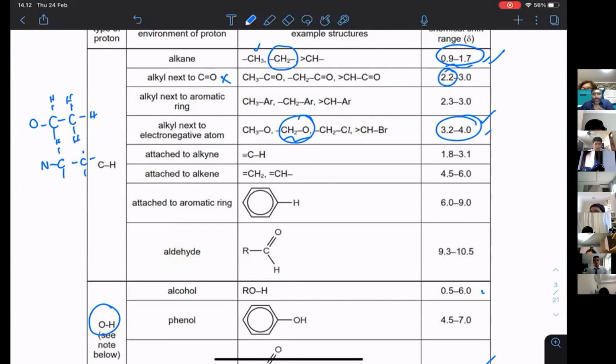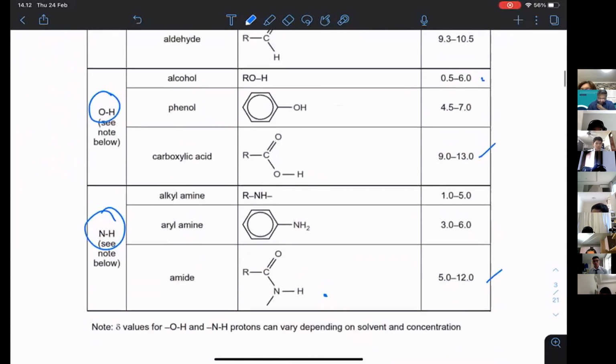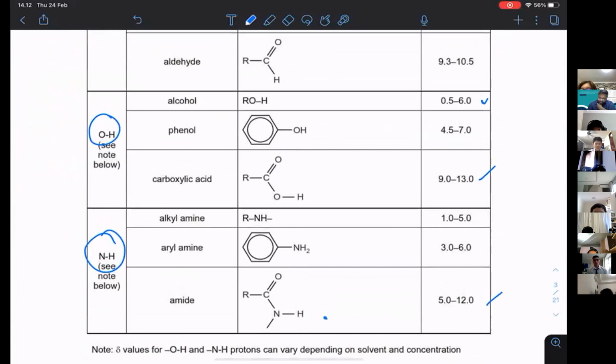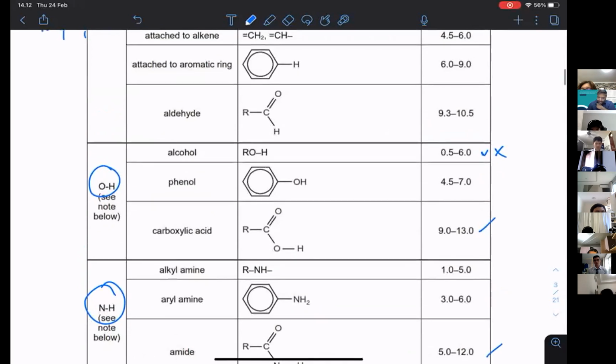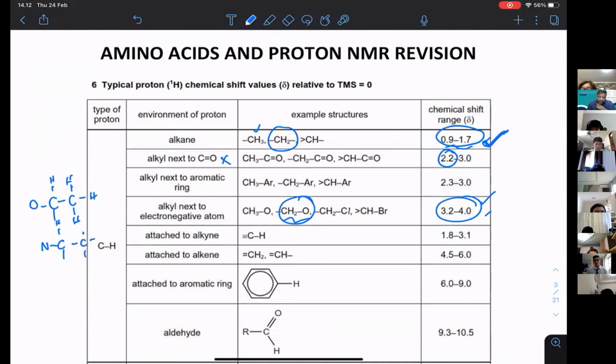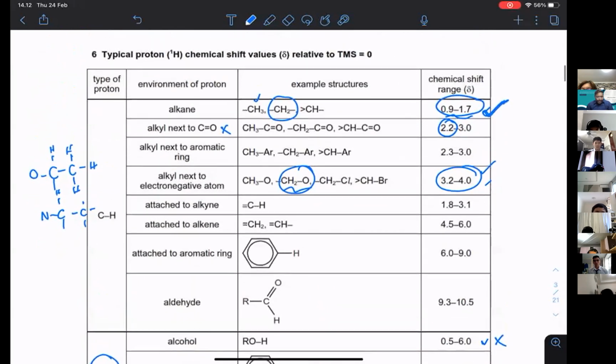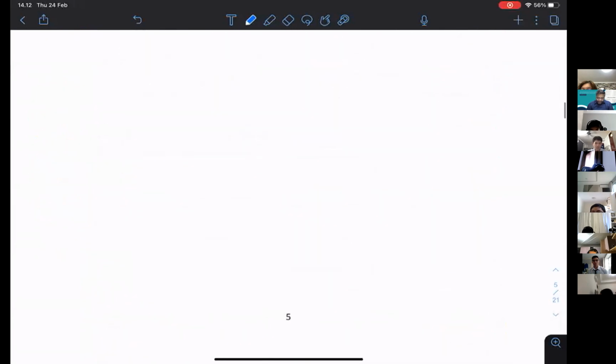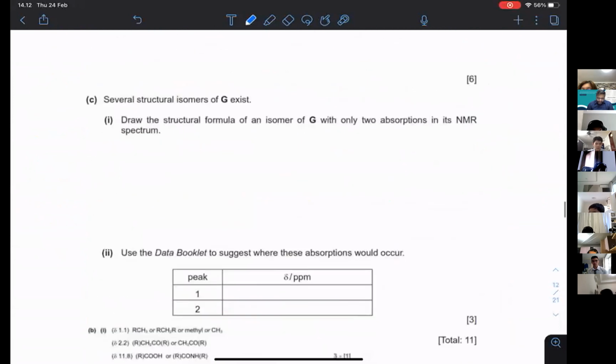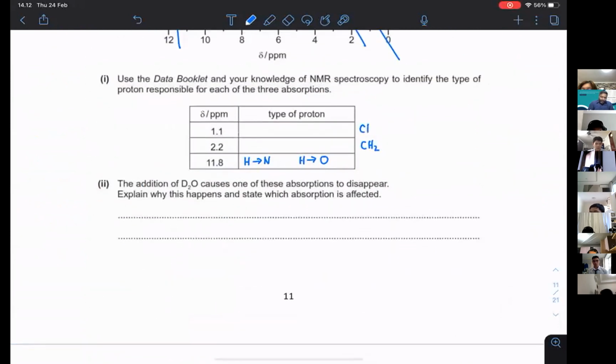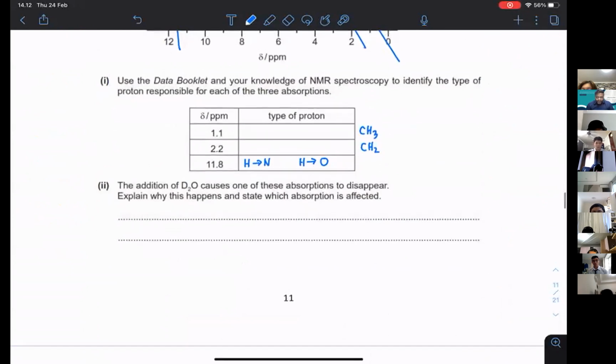Just now 2.2, you can see alkyl next to C double bond O. But there is no C double bond O, so it cannot be. So maybe around here, this is going to be 1.1. I don't see any other 1.1 here. Maybe the OH also, but we have splitting. If you have splitting, we cannot consider this. Most probably that is going to be CH3. So here the environment of proton is going to be alkane. If I put as answer, this one may be CH3, this is going to be CH2. Let's look at the answer given.